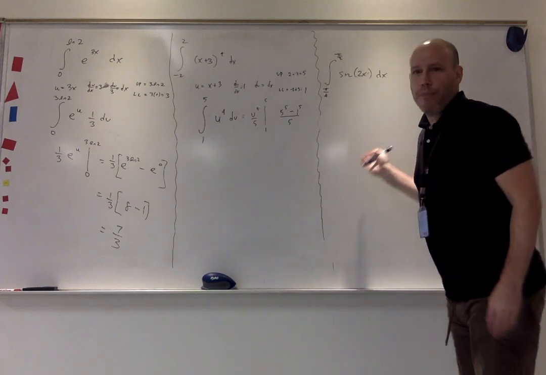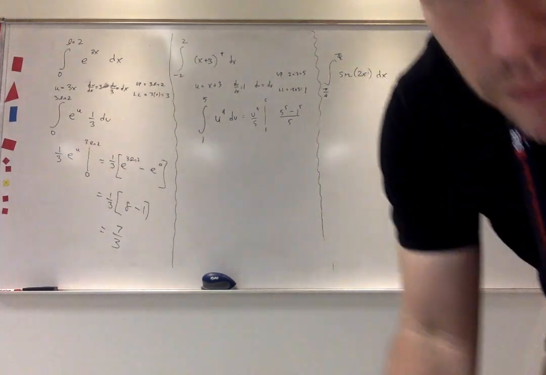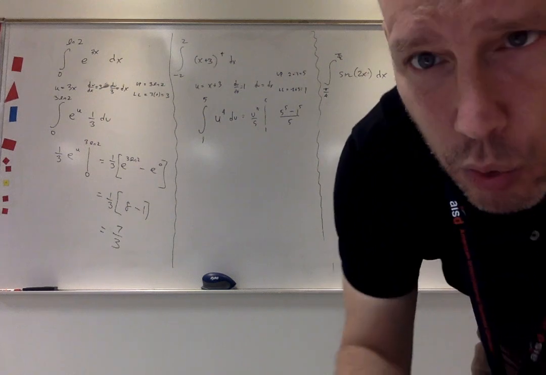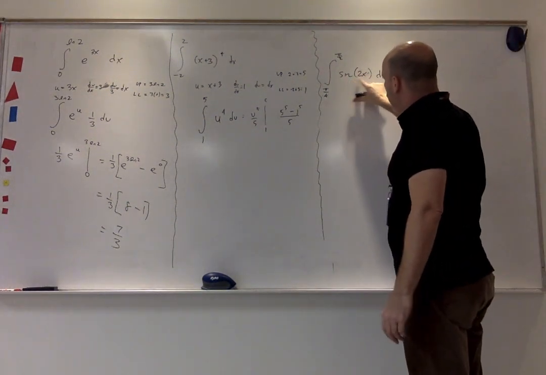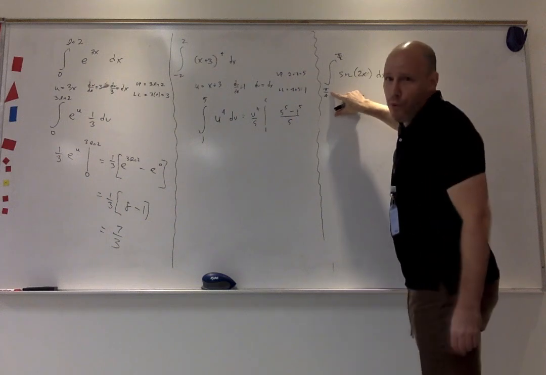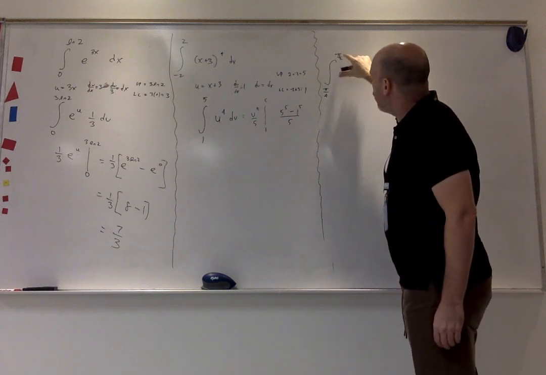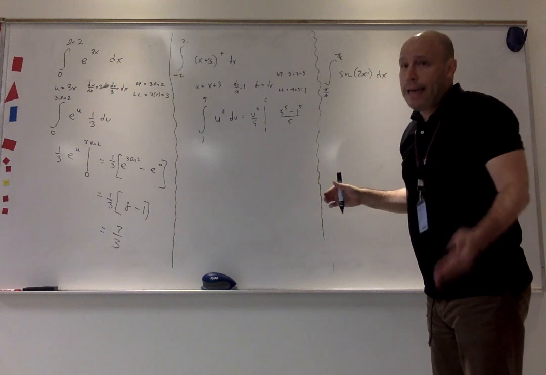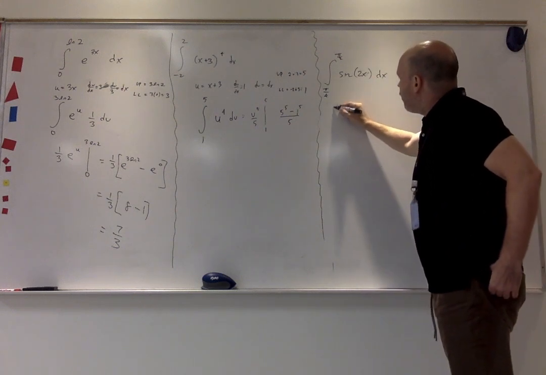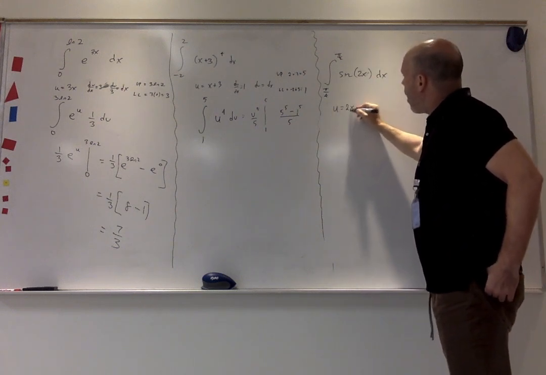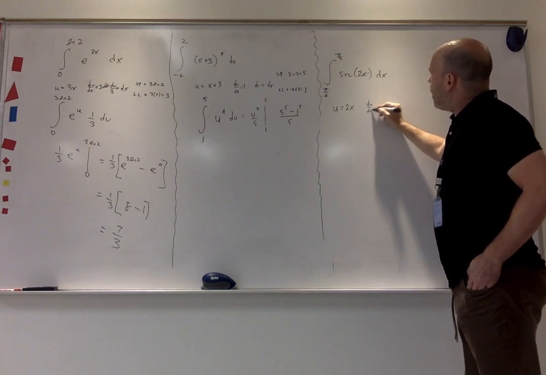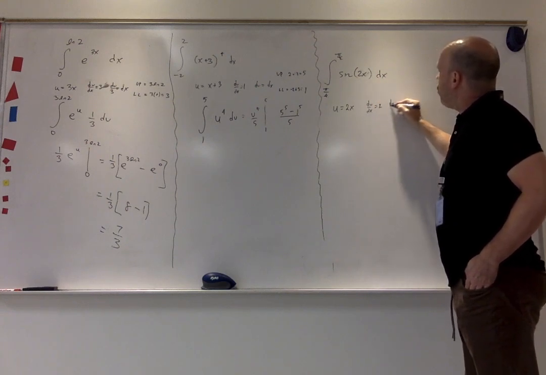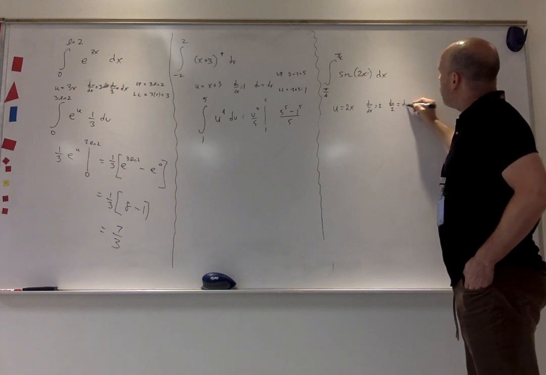Last example. I feel like I should move this closer, but I guess you can see the board, correct? The last example is the integral of sine of 2x from pi over 4 to pi over 2. Same idea. Let's substitute u equals 2x. du over dx equals 2, so du over 2 equals dx.